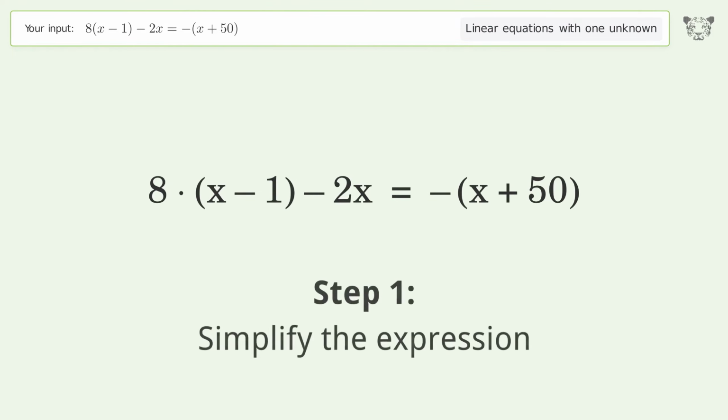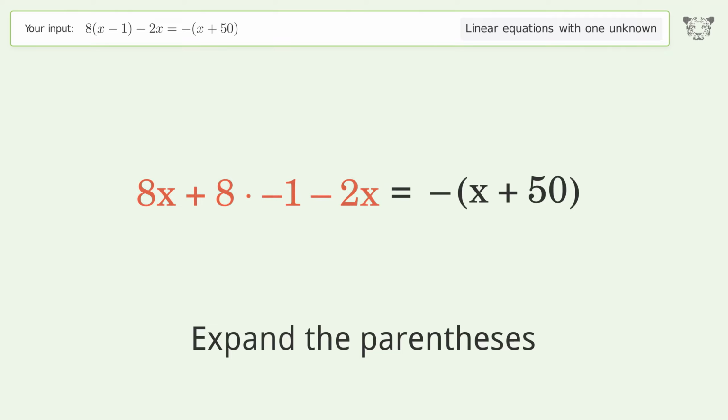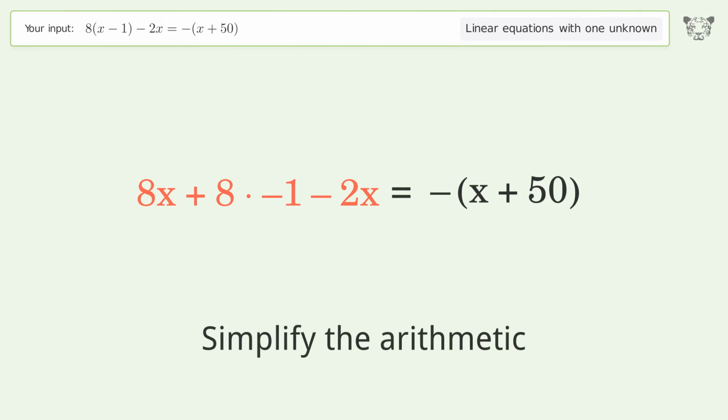Simplify the expression. Expand the parentheses. Simplify the arithmetic. Group like terms. Combine like terms. Expand the parentheses.